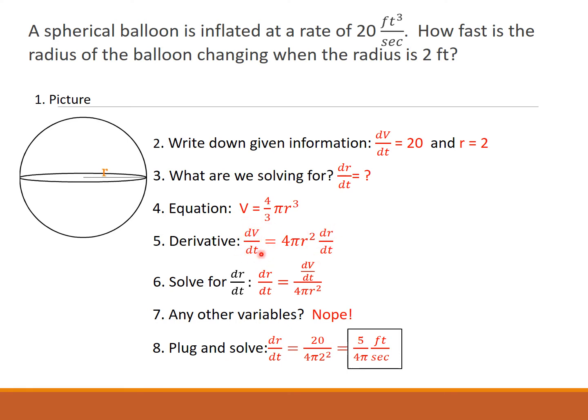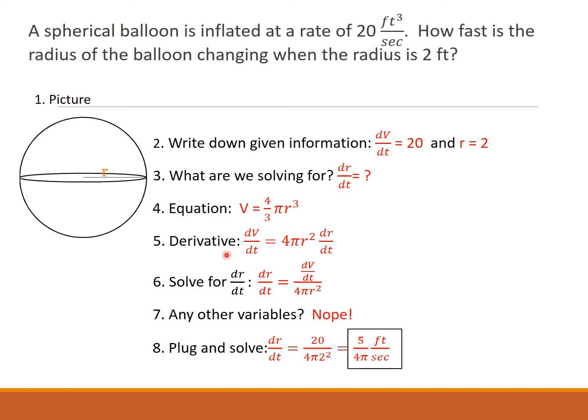So we get dV/dt is equal to 4 times that 3. So these 3's cancel when we do this differentiation. So it's going to be 4 pi times r to the 3 minus 1, which is going to give us just an r squared, times the derivative of the inside here, our little chain rule, so it's going to be dr/dt. So we get 4 pi r squared dr/dt.